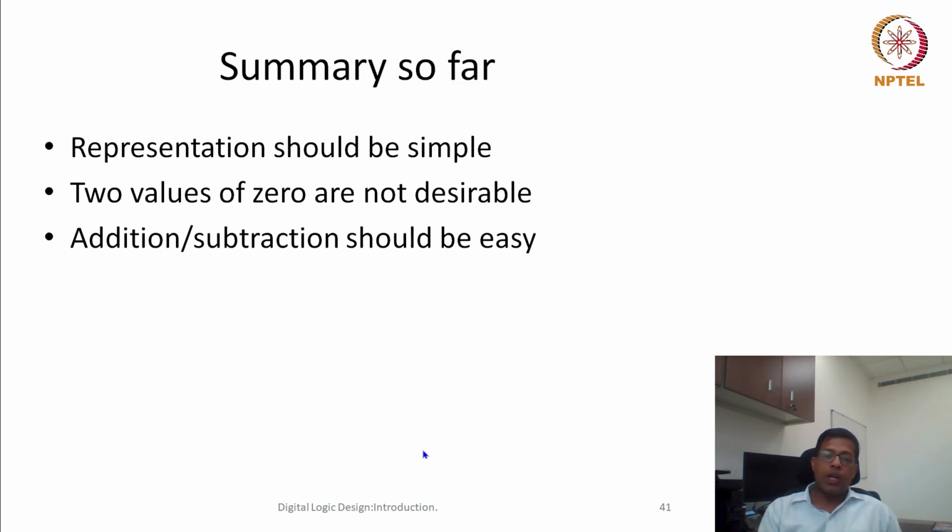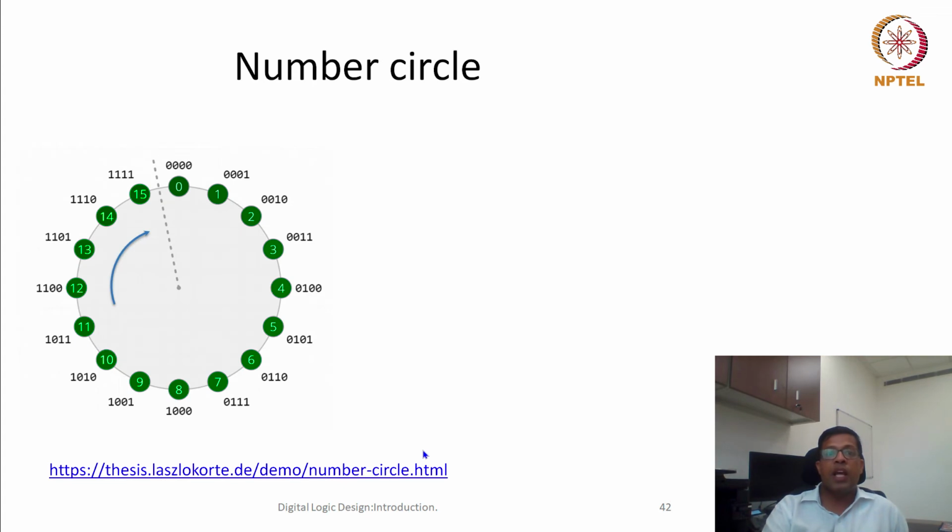Okay, so again, let's look at another representation of numbers that may help us in understanding how we should represent negative numbers. This particular method of representing numbers is called the number circle. So let us say we have 4 bit numbers. I can represent them like a circle. So how do I create this circle? Because I want to create it using 4 bits.